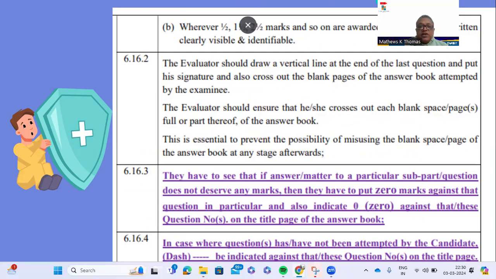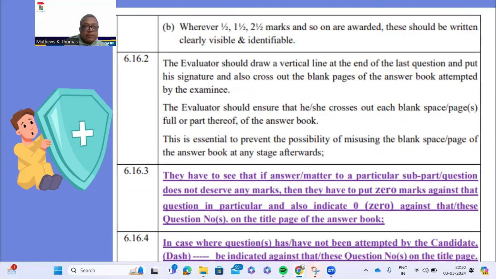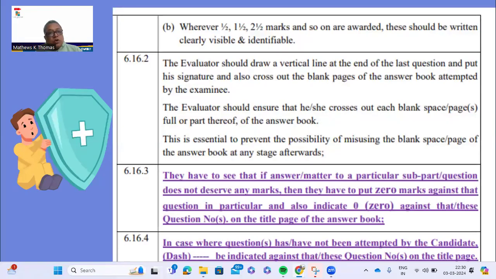Another very important thing is that whenever you are putting a half mark or 1 mark, it has to be written very, very clearly, so that there is no confusion for the person who is cross-checking, or the coordinator who may recheck it, or the head examiner who is going to check it once again. If there are blank spaces, please remember to cross them out so that they are not misused at a later stage. If there are blank pages left at the end, please cross them out.